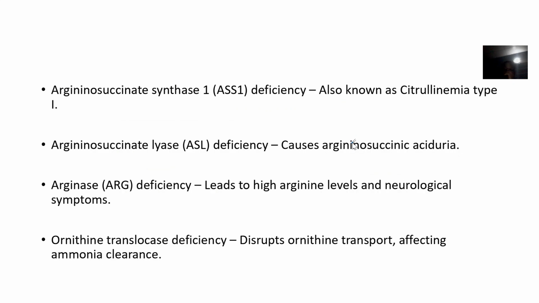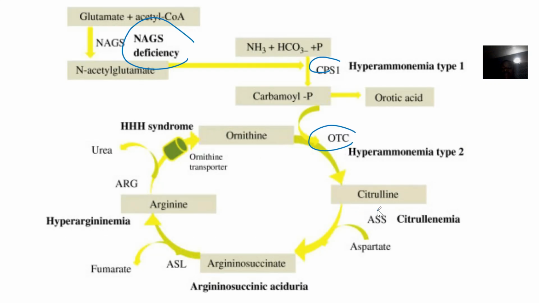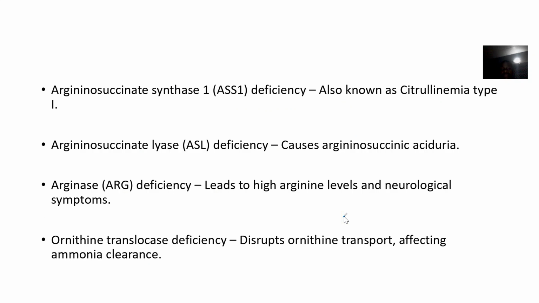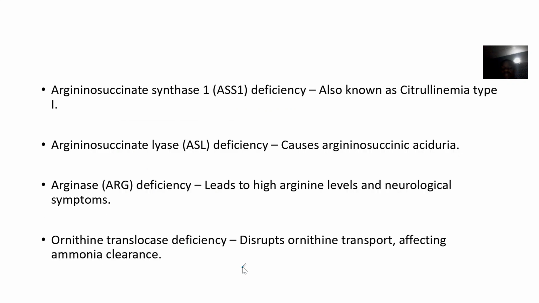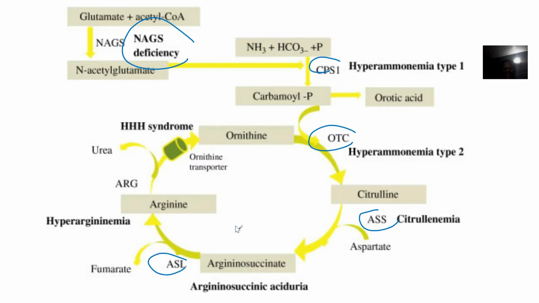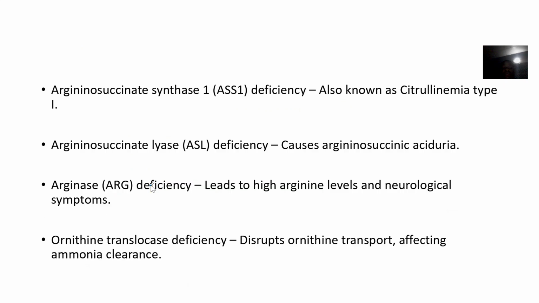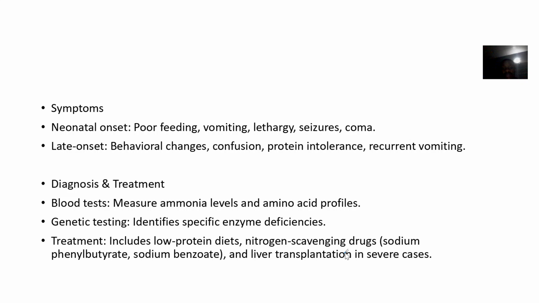You understand? So we have the Argininosuccinate synthase 1 deficiency, also known as Citrullinemia type 1. Then we have the ASL, which is Argininosuccinate lyase deficiency. It causes argininosuccinic aciduria. Then we have the Arginase deficiency, the Arginase enzyme deficiency. So just going around the cycle. Then we have the ornithine translocase deficiency. This one disrupts ornithine transport, affecting ammonia clearance.